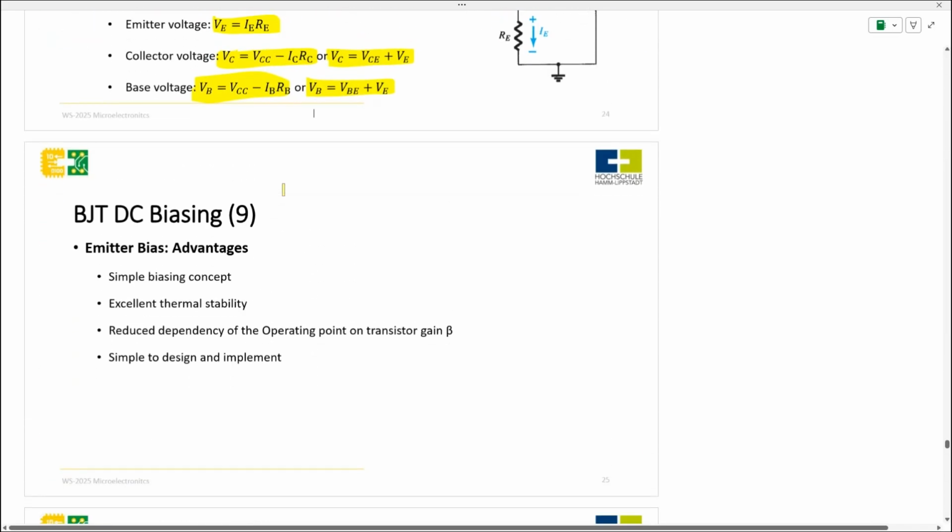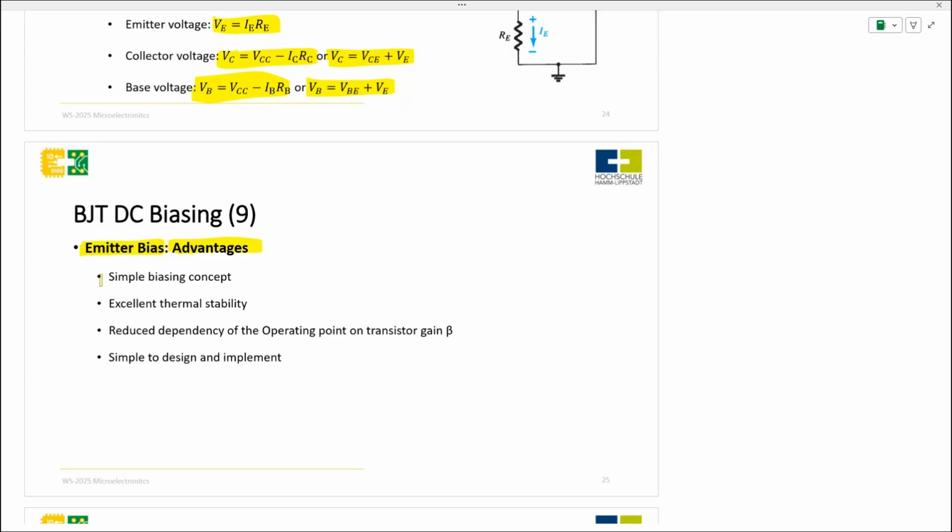There is no one better than doing exercises to understand more. So what are the emitter bias advantages? The emitter bias advantages would be as follows. We have a simple biasing concept, an excellent thermostability, and a reduced dependence on the operating point on the transistor gain. And finally, we have a simple design and implementation.